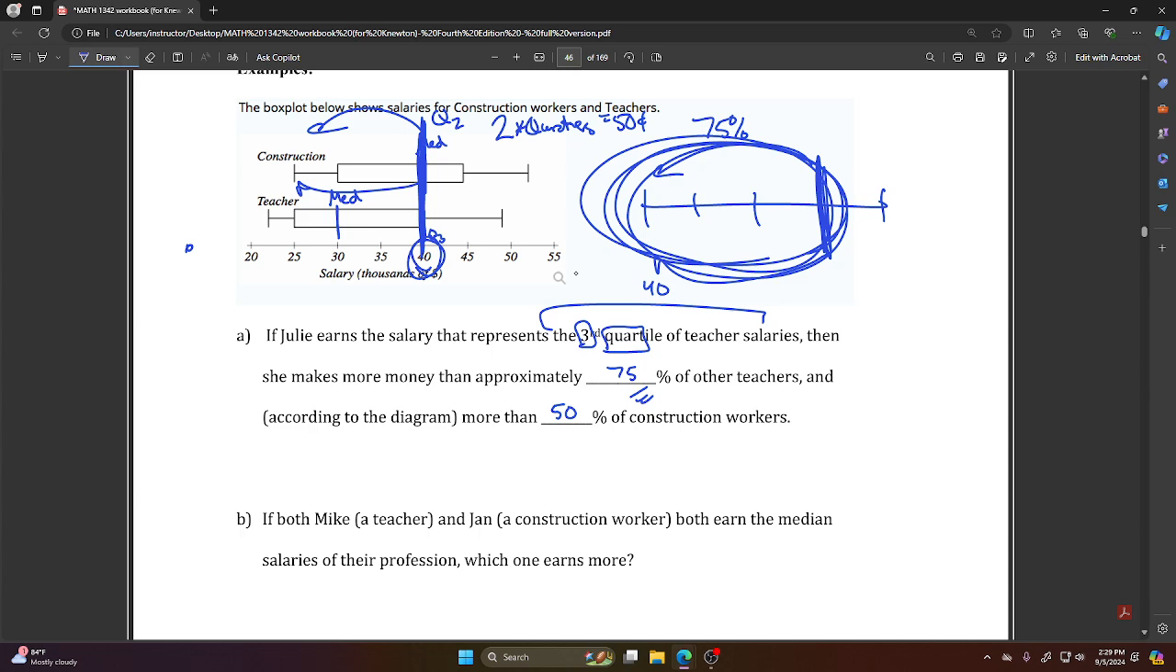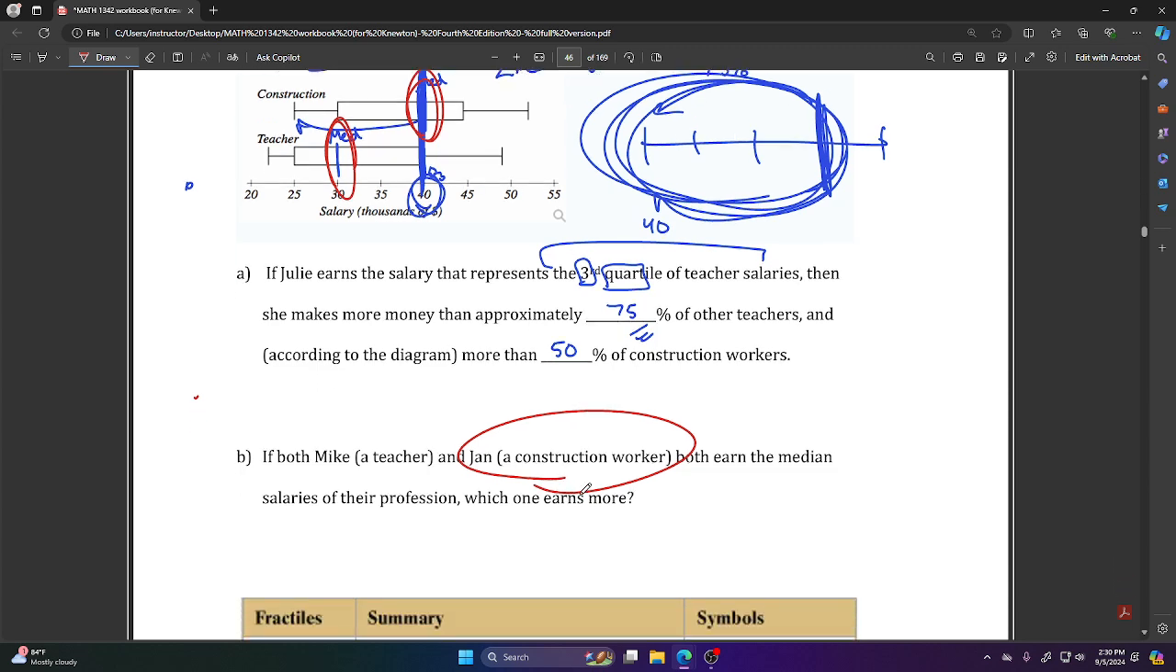Man, I just drew all over it now. We got another question about it. So if Mike, the teacher, and Jan, the construction worker, both earn the median, which one earns more? So again, we're looking right here, and we're looking right there. Who earns more? Bam. There it is. Just looking at the graph, right? Cool. Wow. Okay. I thought that would take a little bit longer, but apparently not.